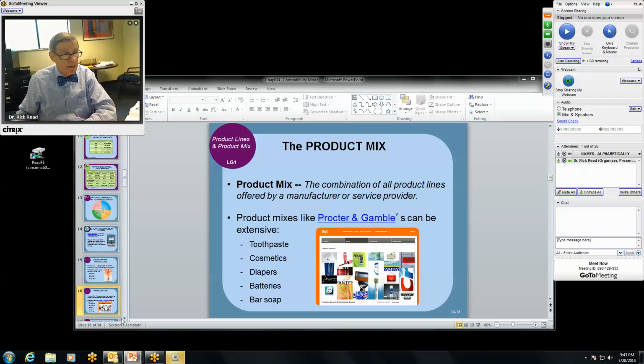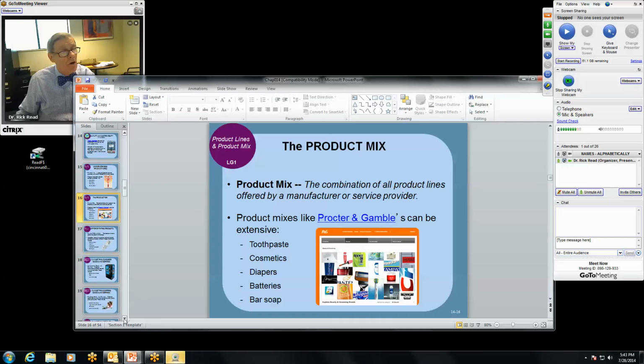And they don't follow product line, although there are product lines within Procter & Gamble. They don't talk about detergent, but in detergent you have Tide and Cheer and several other detergents, all made by Procter & Gamble.